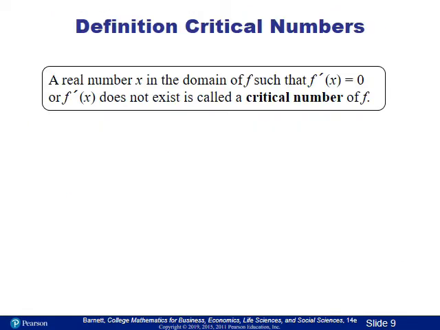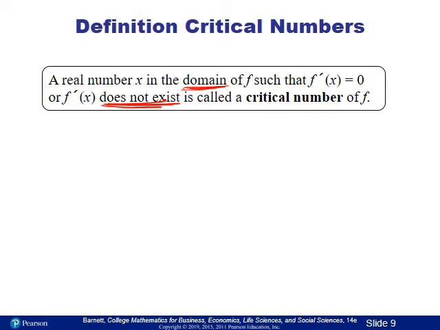Okay, definition of critical numbers. There is a definition of partition number as well. We can discuss both. A real number x in the domain of f. Now here the word domain comes, which we have already discussed in the beginning of this lecture. A real number x in the domain of f such that f dash of x equals 0, or f dash of x does not exist. These two things are very important. If f dash of x does not exist or is 0, then it is called a critical number of f.